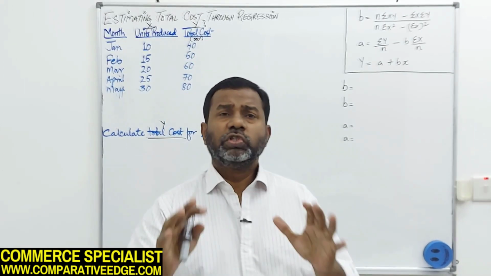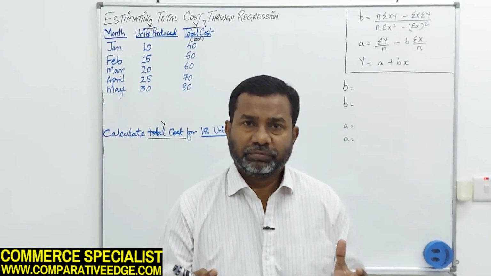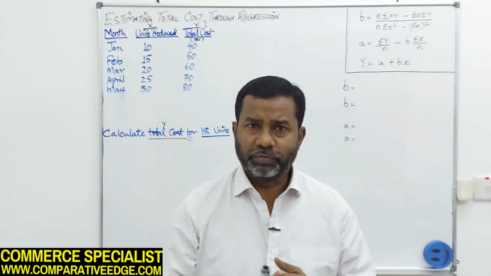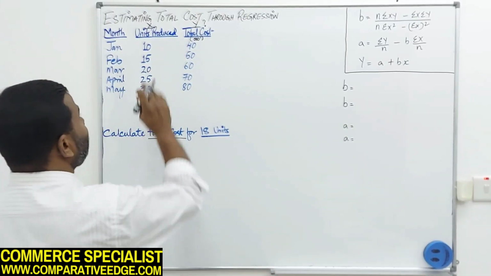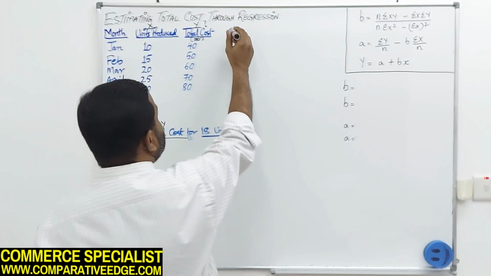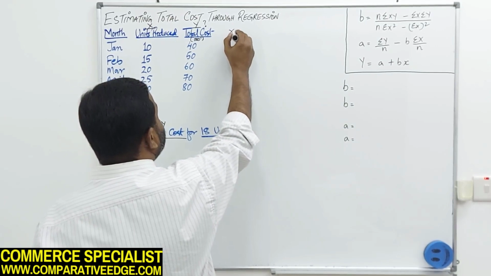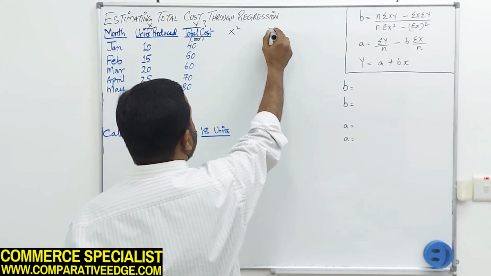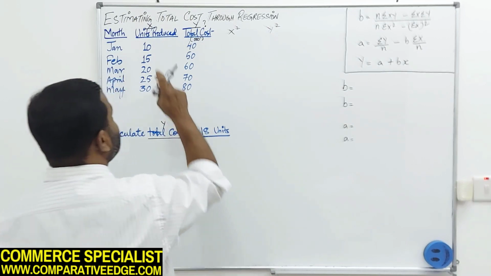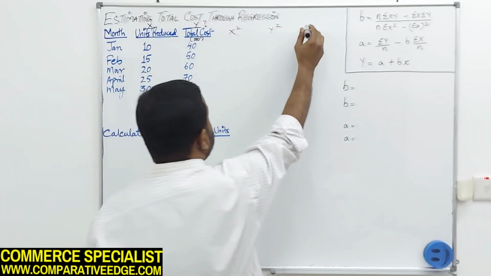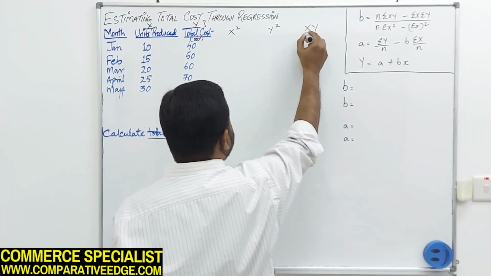What to do? You just need to create three more columns. You already have your X, you have Y. You should have a column of X squared, Y squared, and X multiplied by Y, which will be X into Y.